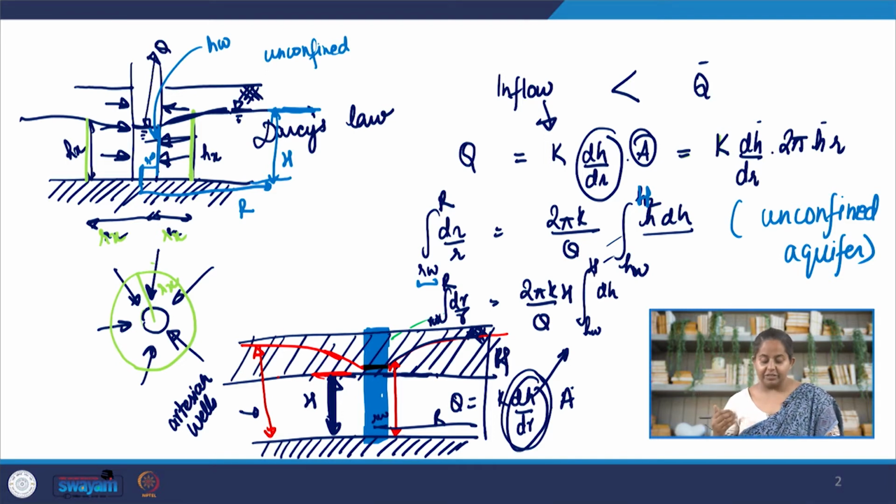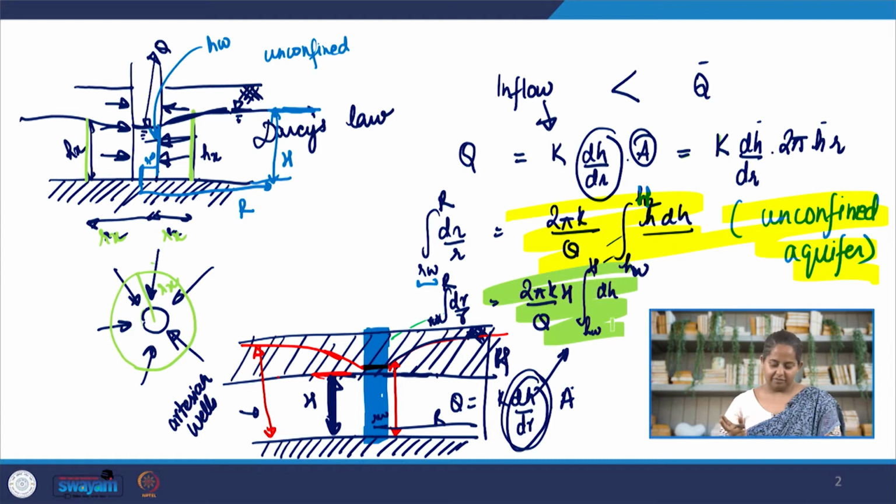Now, the difference once you have integrated is, in the first case, which is the case of unconfined aquifer, you are going to get a solution that has h square in it. In the second case, which is here, you are going to get h linear, h to the power 1, right. This is a confined aquifer.